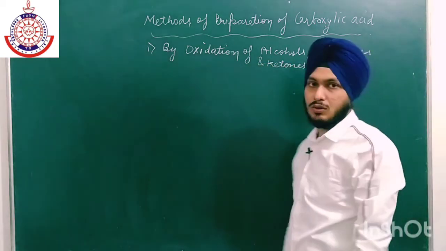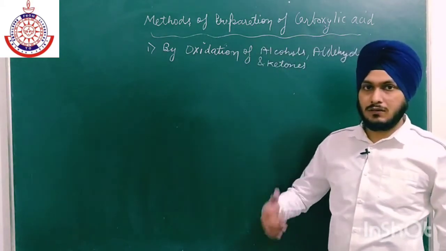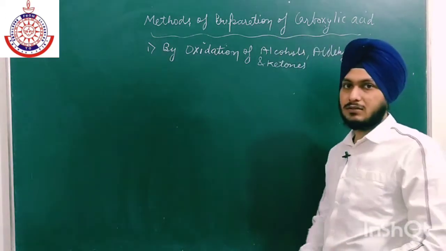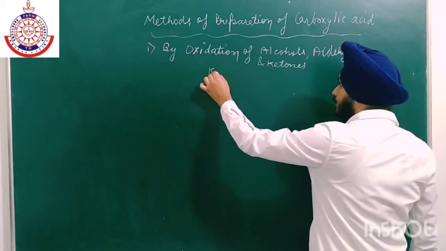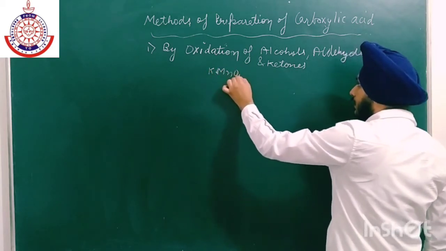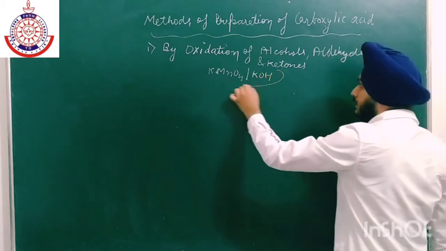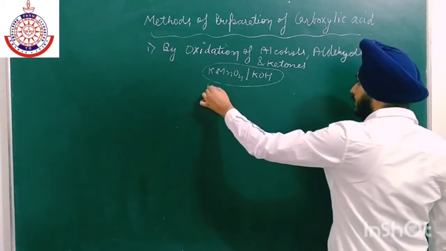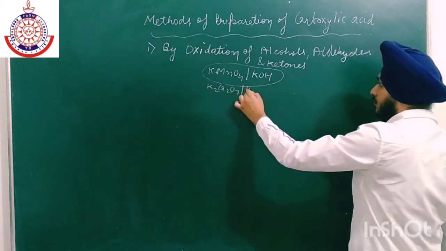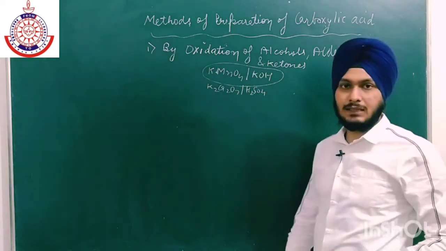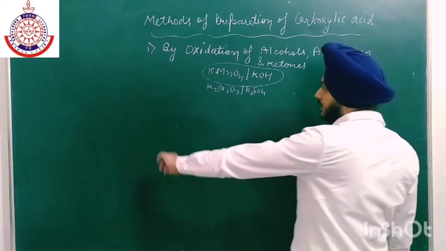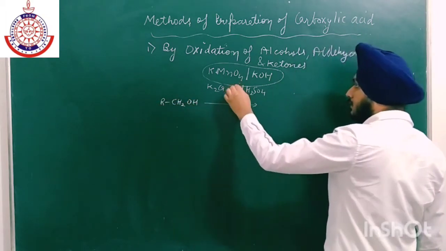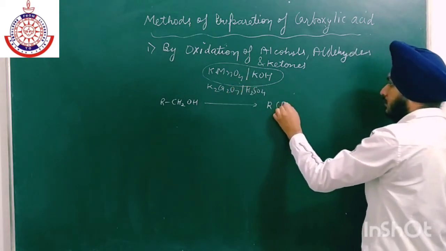In order to oxidize alcohol, aldehyde and ketone, we have to use some oxidizing agents. Alkaline KMnO4 can be used, or acidic K2Cr2O7. So KMnO4 with alkaline medium, for example, if we have KOH, or acidic K2Cr2O7 with H2SO4. We can use any of these oxidizing agents. Now the general reactions are very simple. On reaction with these reagents, we will get CHCOOH.